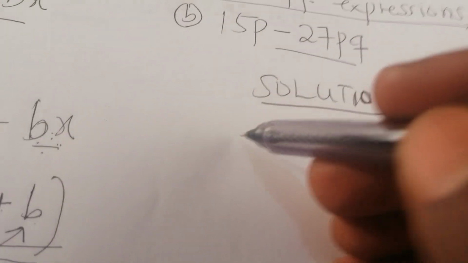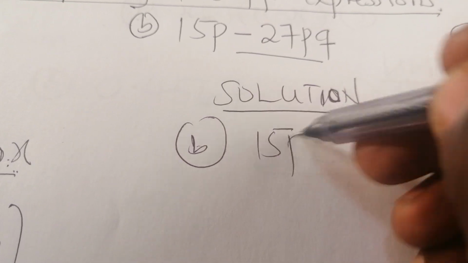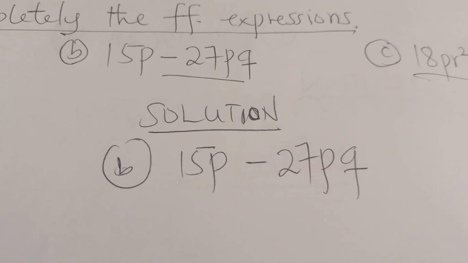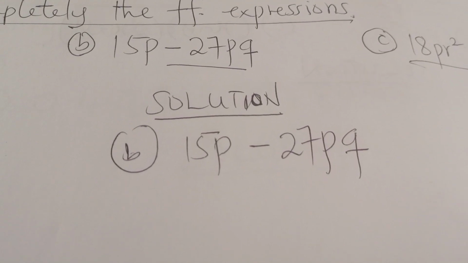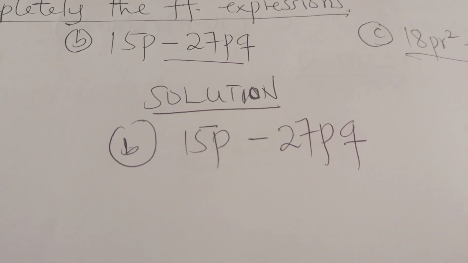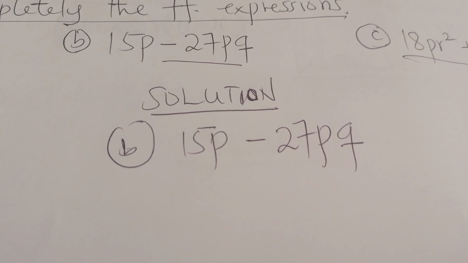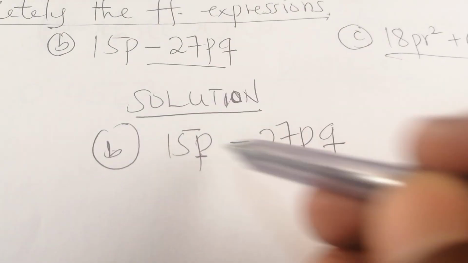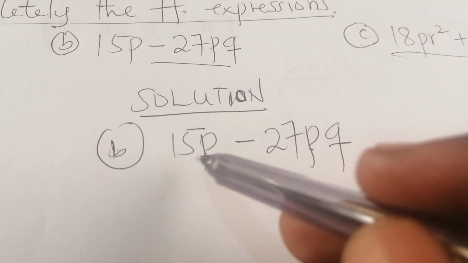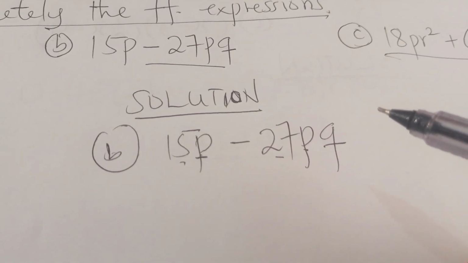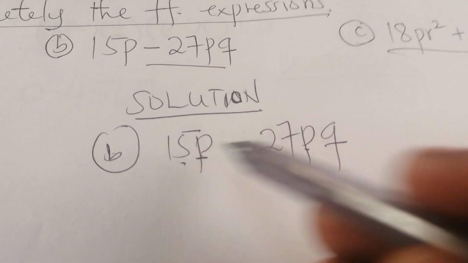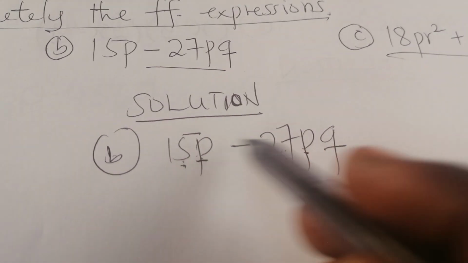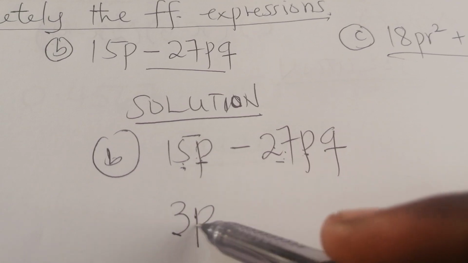All right, let's go to our next question where we have 15p minus 27pq. Okay, so the rule is to look out for the common factor or factors, be it a variable or a number. So when we take the variables, we can say p is common because p is here, p is also here. And what are the numbers involved? We have 15 and 27. So what common factor can divide both 15 and 27? Yes, you had it right. The answer is 3. So it means 3 is a common factor and p is also another common factor.